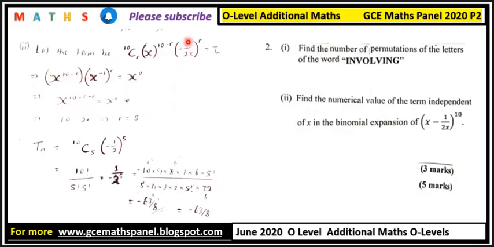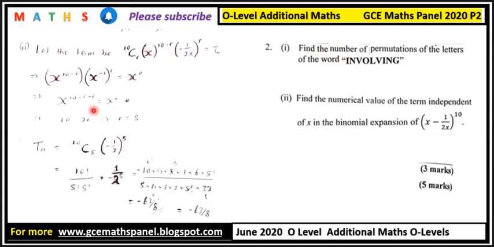When we consider this one here, we have 1 over x, and 1 over x is the same as x to the power minus 1. That's why you have x to the power minus 1 here, raised to the power R. So this minus a half, we don't consider it. We are interested in the variable x.